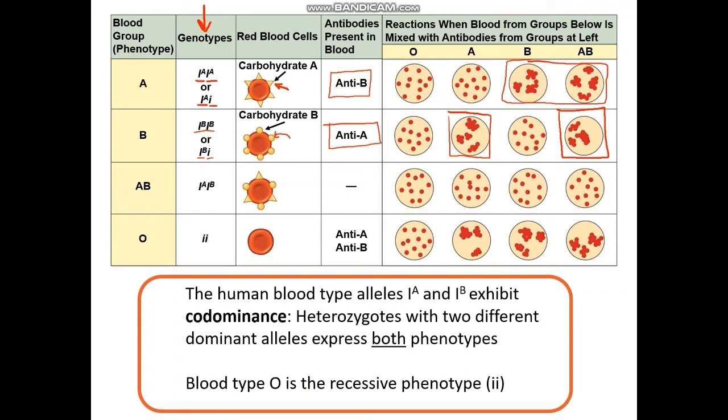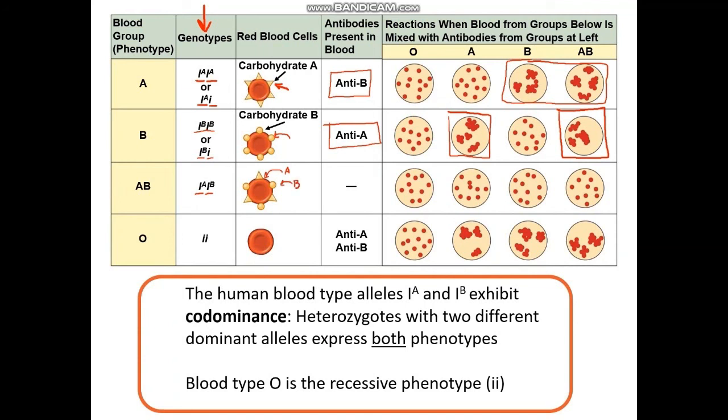Now, this is the situation where it's different. Up here, everything's the same as what we talked about before, except there are two different dominant alleles. But what happens if you have both dominant alleles? Well, in this case, they don't dominate over each other. Both of them get expressed 100%. So you will make both the A antigen and the B antigen. And we just call that AB-type blood.